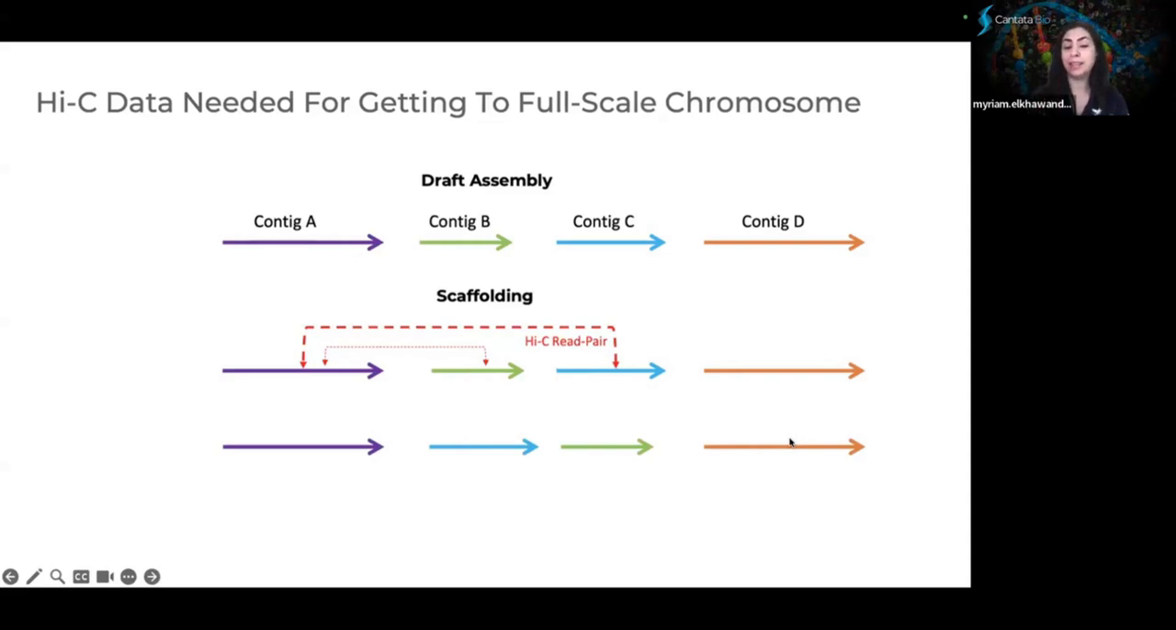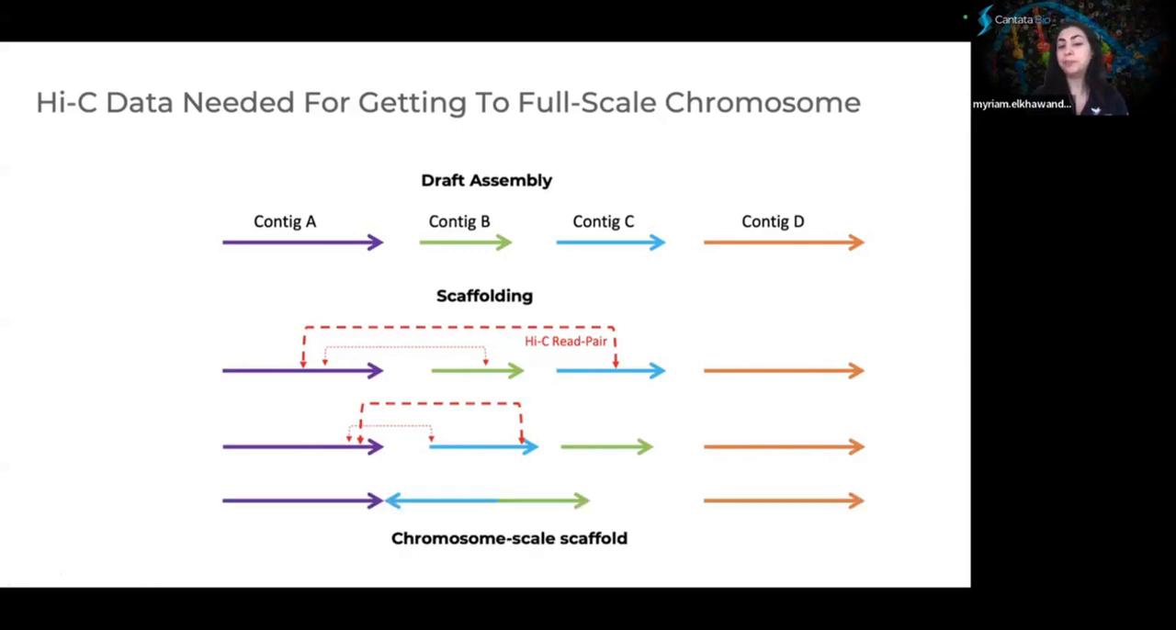Using the same Hi-C data, you're able to see that the right end of contig A has more contacts with the right end of contig C and fewer contacts with the left end of contig C. So contig C is actually in the opposite orientation. So that's how Hi-C is allowing you to order and orient contigs and allowing you to increase the contiguity of your draft assembly up to a chromosome level.